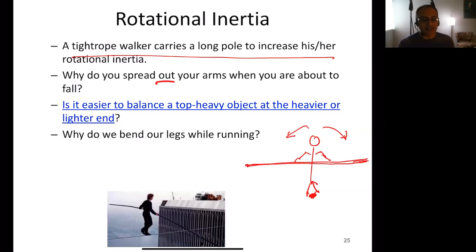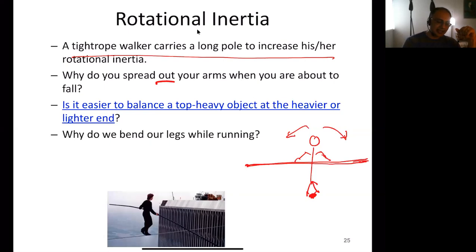Another similar practical application is that if you're about to lose balance and you're falling, you will notice that you have a tendency to spread out your arms like this if you're falling and if you're about to lose balance. So why do you do that? The reason that you do that is because when you spread your arms out, what are you doing to your moment of inertia about an axis which passes through your feet? Are you increasing it, decreasing it? Are you increasing it? You're increasing it, exactly.